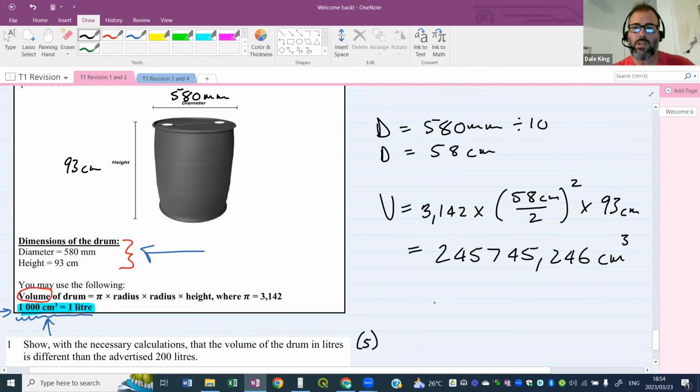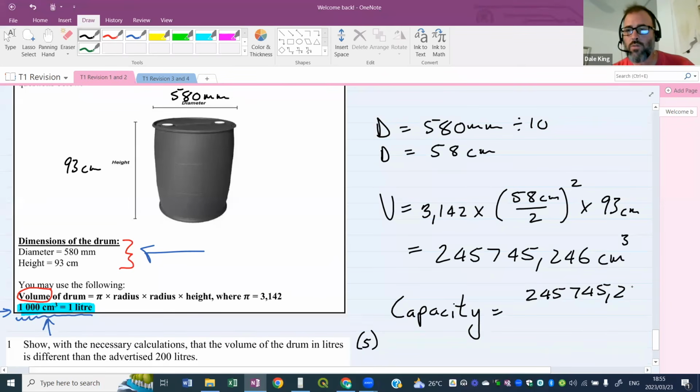Well, can anyone tell me how I'm going to work that out? How do I work out how many thousand centimeters cubed I have in this number? What do I do to this? Divide, Sonia. Thank you very much. So I'm going to divide this and say, I should say capacity. The question said volume, but they should actually say capacity. The capacity will be 245,745,246 divided by 1,000.